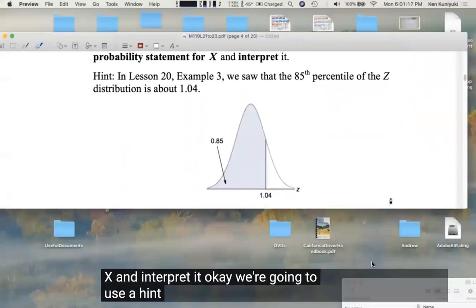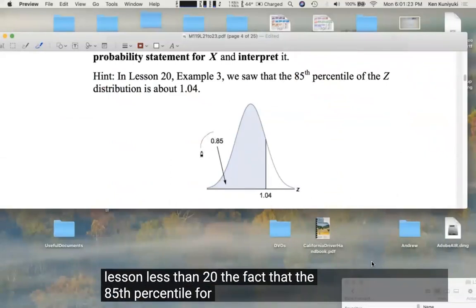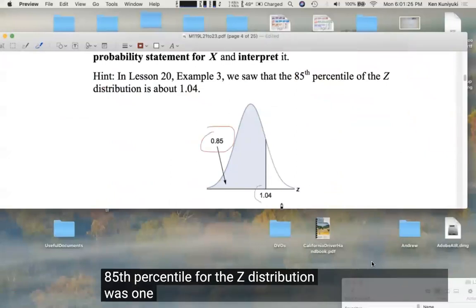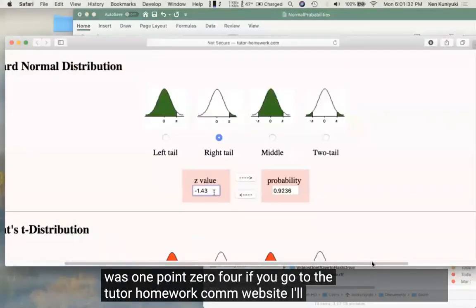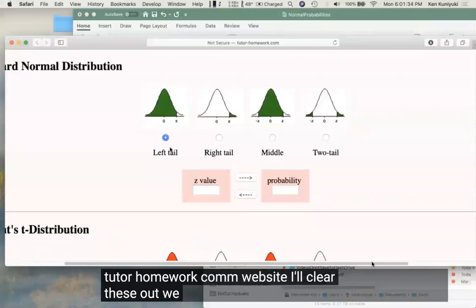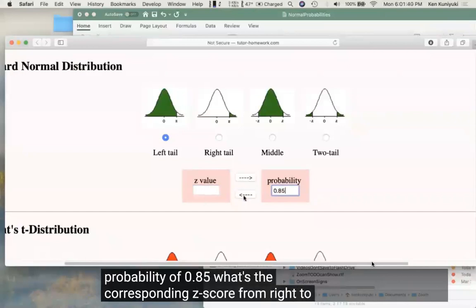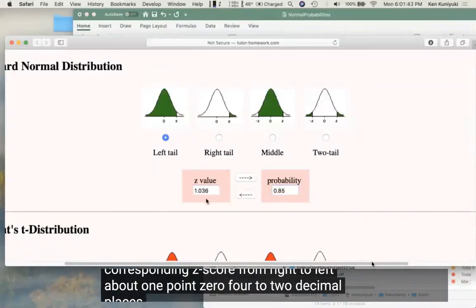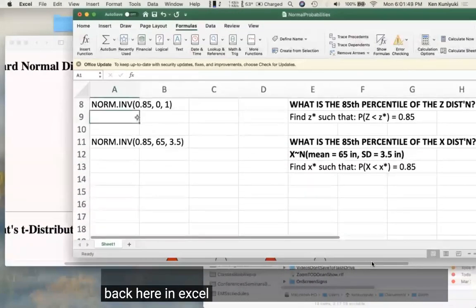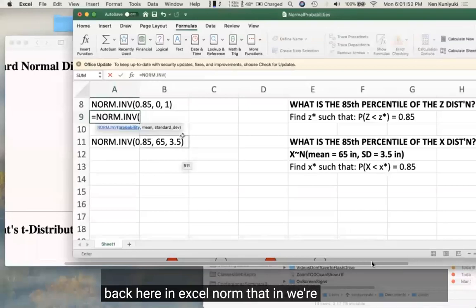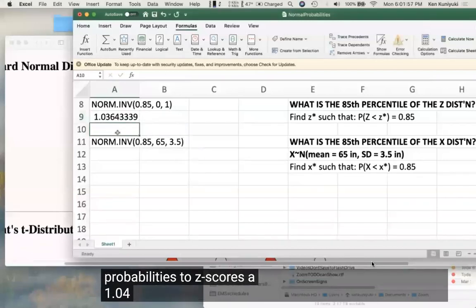We're going to use a hint that we used in an earlier lesson, lesson 20, the fact that the 85th percentile for the z distribution was 1.04. If you go to the tutorhomework.com website, we want a left tail probability of 0.85. What's the corresponding z-score? About 1.04 to 2 decimal places. Back here in Excel, norm.inv, we're doing the inverse problem, going from probabilities to z-scores, about 1.04.